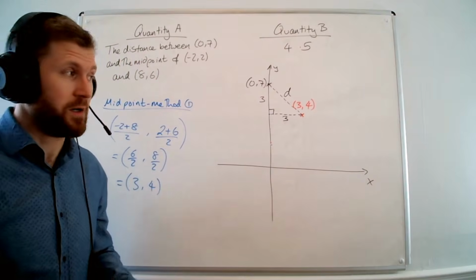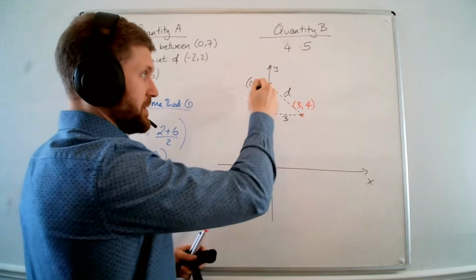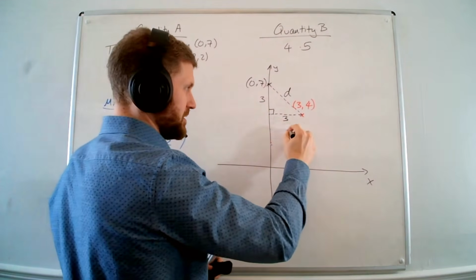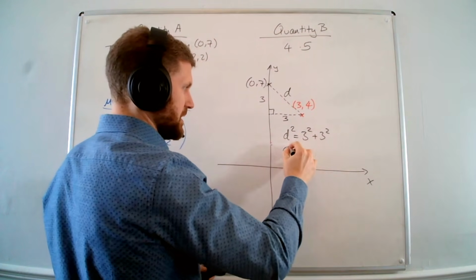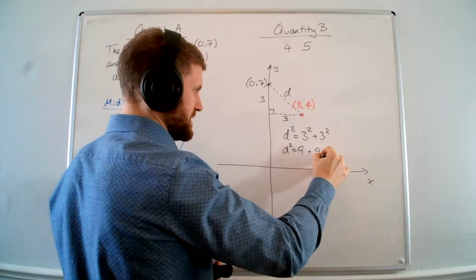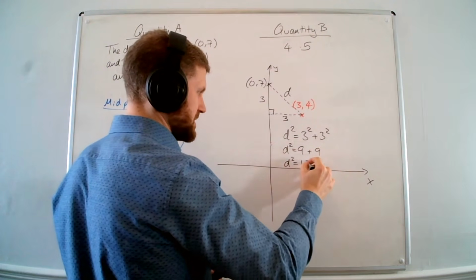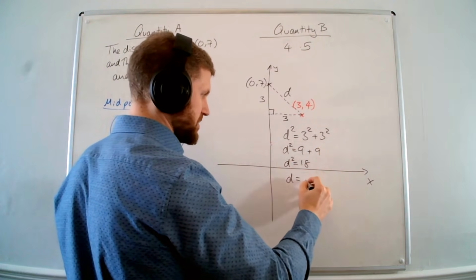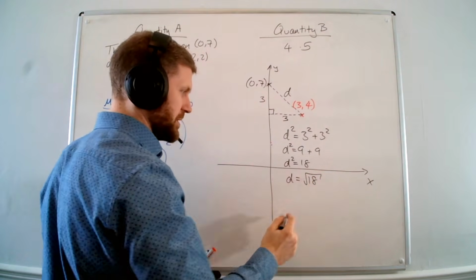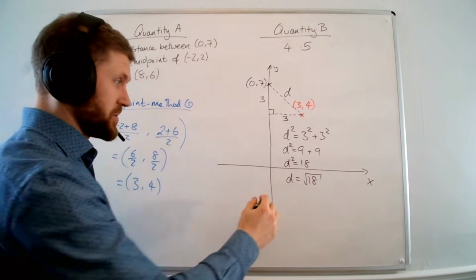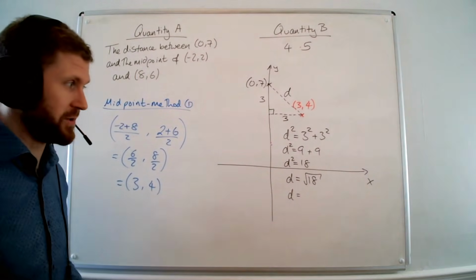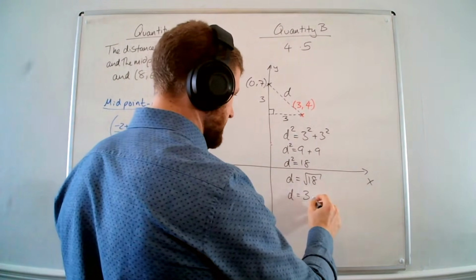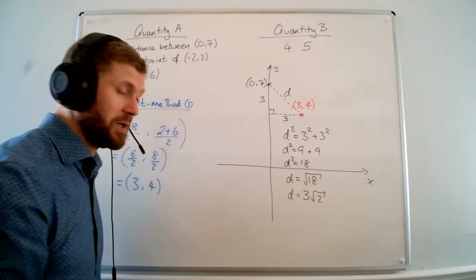All right, so what I can do now is a bit of Pythagoras, because I've got a right angle triangle, and say d squared is going to be 3 squared plus 3 squared. So d squared is 9 plus 9. d squared is 18. And so d is going to be the square root of 18, which you can either dig the calculator out and take a look at, or we can say that that's going to be 3 times the square root of 2.